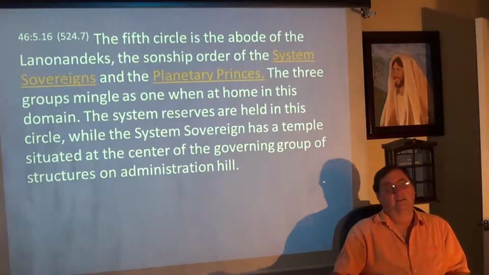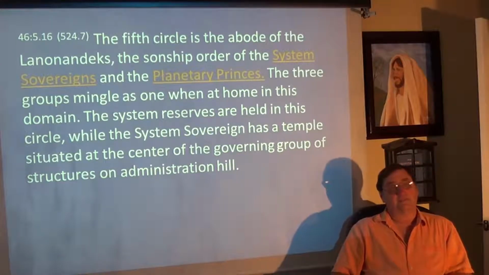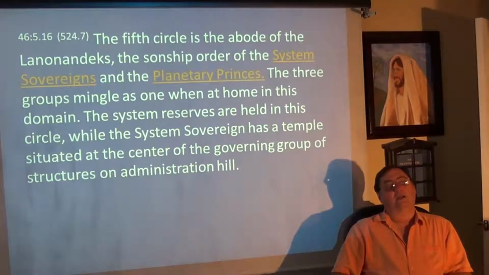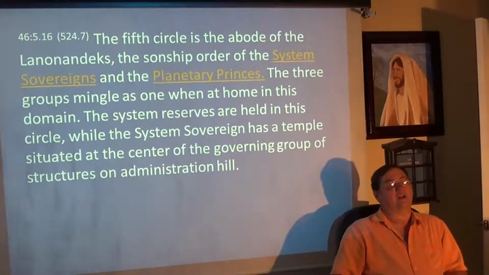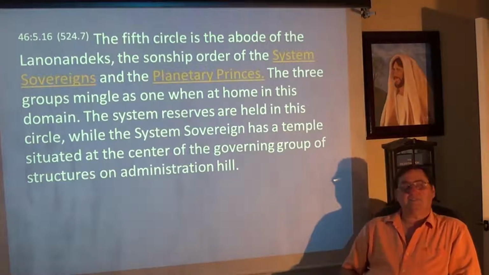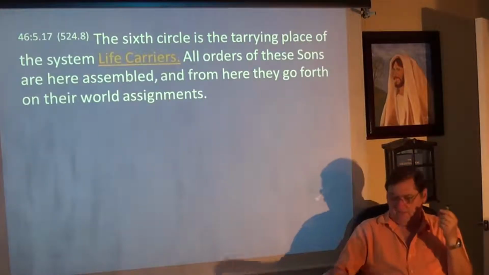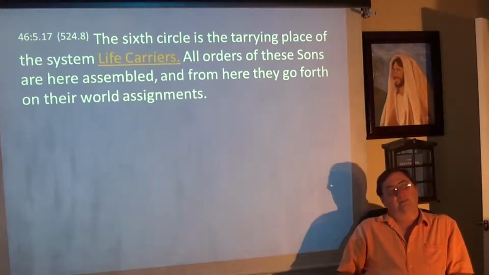All right. The fifth circle is the abode of the Lanondeks, the sons of the system sovereigns, and the planetary princes. These three groups mingle as one when at home on this domain. The system reserves are held in this circle, while the system sovereign has a temple situated at the center of the governing group of structures on Administration Hill. So, Lanaforge, our current system sovereign, would be there, right? Okay. This kind of opens up the geography of where everything is and why, right? Tim, would you take the next one?